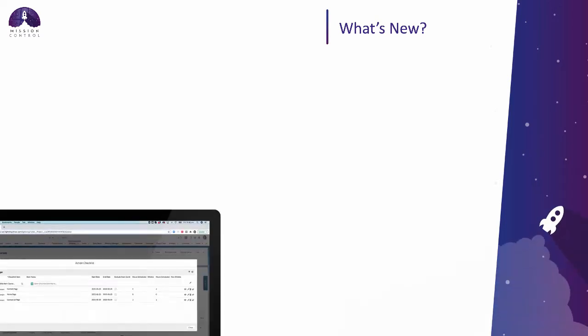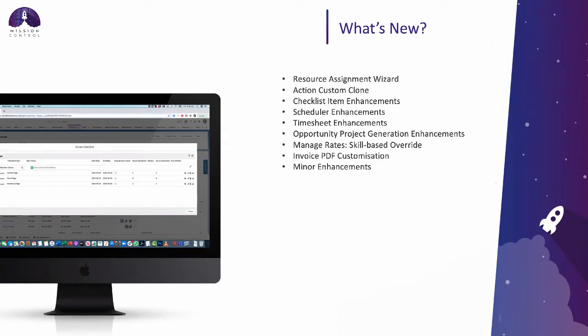So what's new? We've got a number of new features coming. We've done a complete overhaul of the resource assignment wizard, adding in a lot more functionality there, adding in a new custom clone page at the action level. We've done a number of enhancements to the checklist items, also enhancements to the scheduler and the timesheet, as well as adding in some additional options around the auto generation feature of projects from the opportunity. We've also introduced the ability to do a skill-based override of rates at an individual project level, as well as including the ability to customize the Invoice PDF that goes out for billing events, and a few minor enhancements that we'll talk about as well.